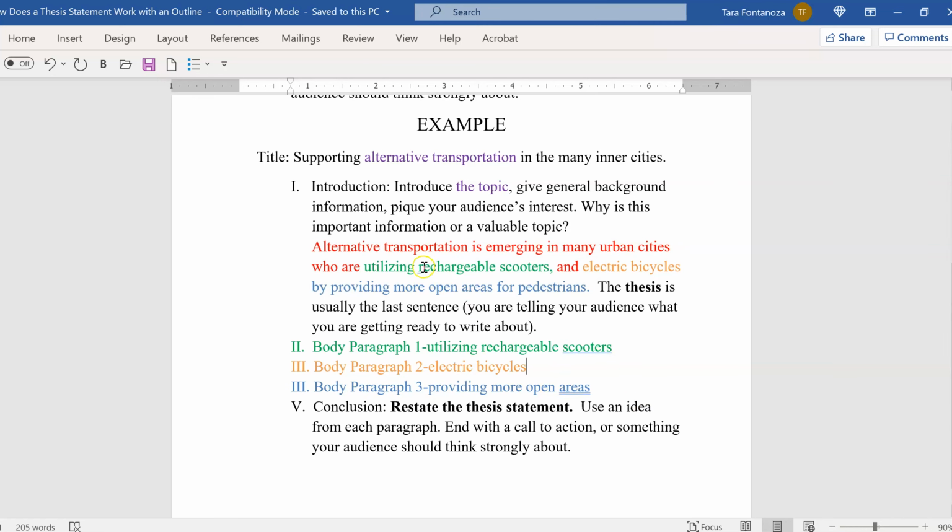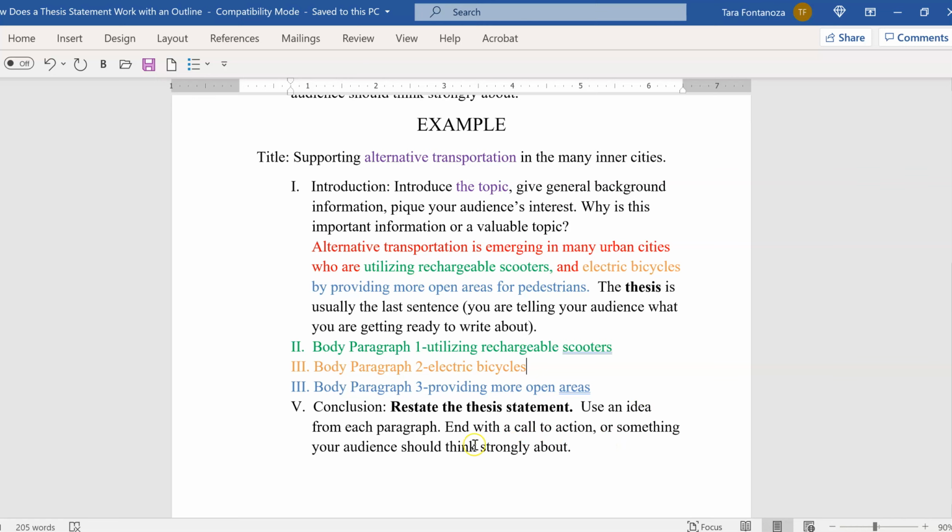Hopefully you can see how, with this thesis statement beginning in red, the portion of it in green is my topic for the next paragraph. Next, my portion in orange is the topic for the second paragraph. And then blue is just specifically going to be about providing more open areas. This could be sidewalks, bike trails, whatever I want to bring up in that area. Why? Because they are facilitating this alternative transportation.